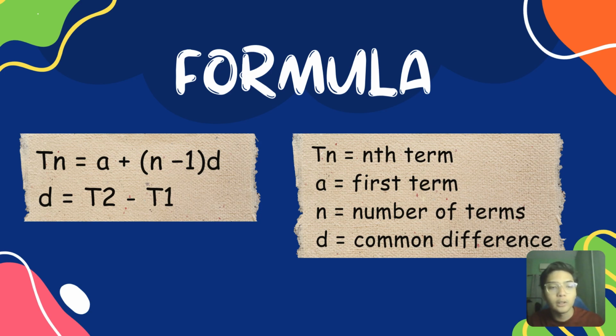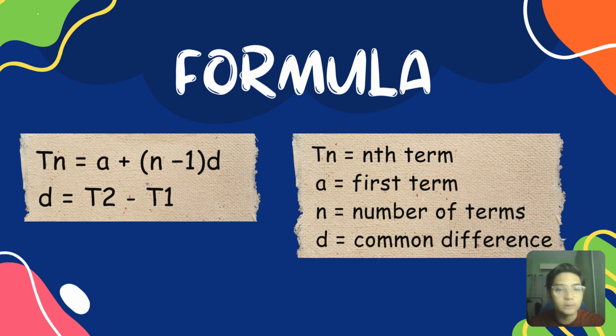In the first formula, Tn refers to the nth term, so what term are we going to find. n is the number of terms, a is the first term, and d is the common difference. How do we calculate the common difference? As I explained about arithmetic sequence, we subtract any term from the term that comes after it.